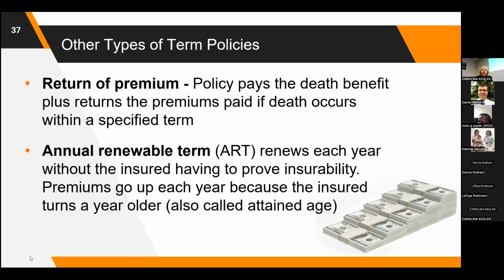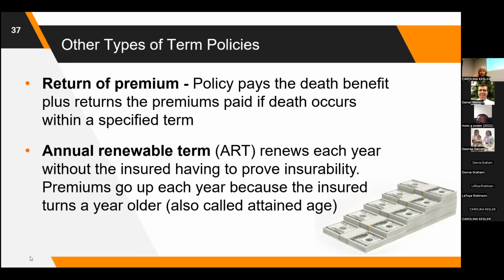Return of premium. So the policy pays the death benefit plus returns the premium paid if death occurs within a specified term, and they use increasing term for that, right? Annual renewable term. That's the purest form of term insurance. It renews each year without the insured having to provide insurability. So you don't have to go get a new medical every year. They'll just renew it every year, but it's going to cost more. So it's going to be the cheapest the first year, but by the 5th year, we're probably going to beat it, right? So it's good to look at their guaranteed premium rates in the policy when you're doing them.